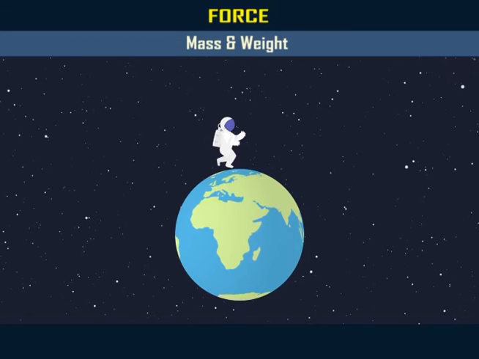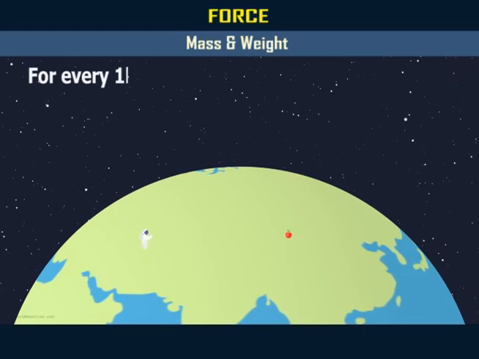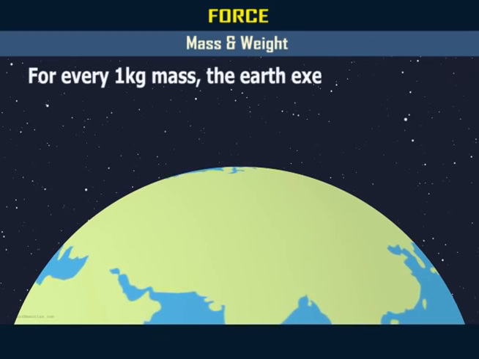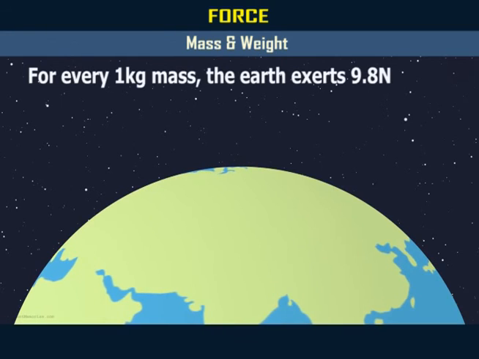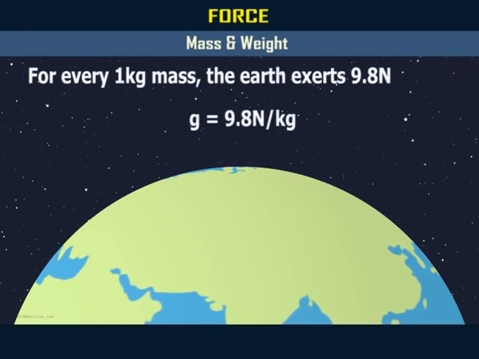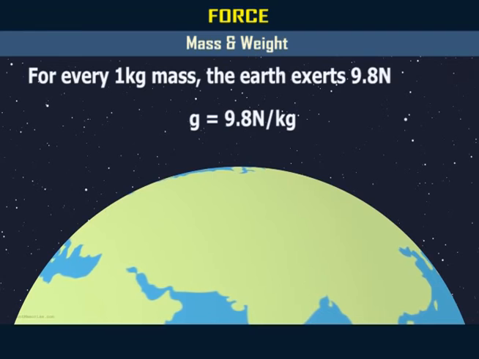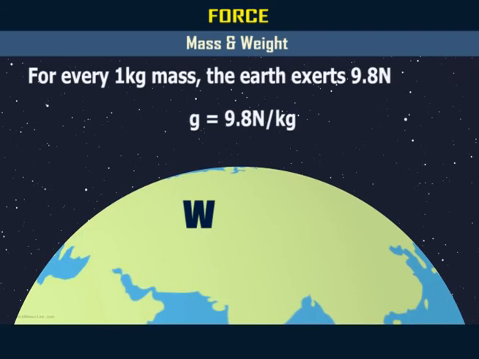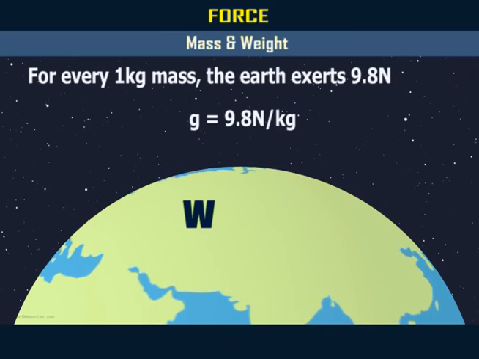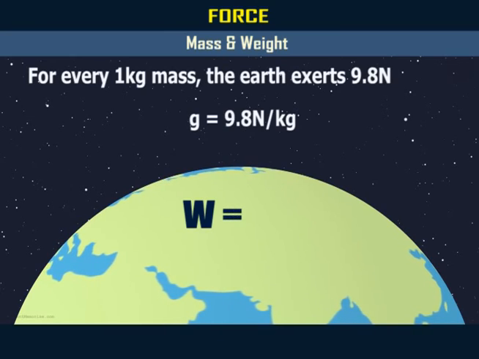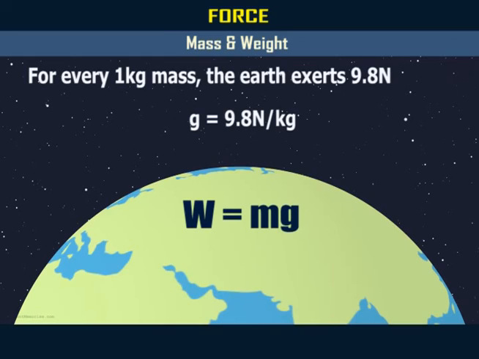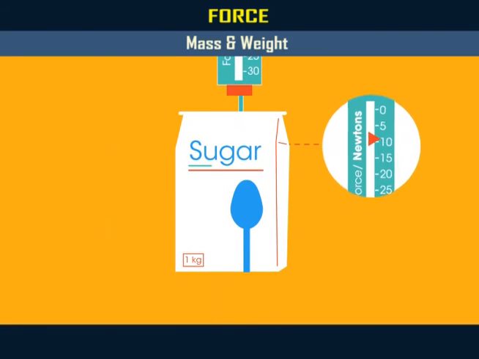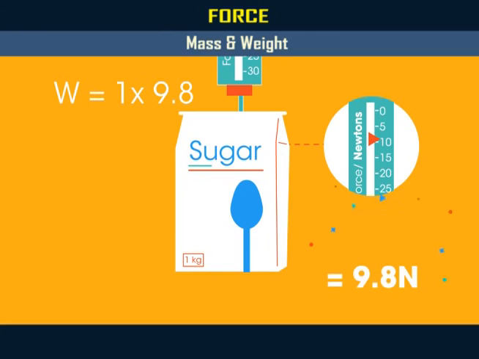It has been shown that for every 1 kilogram mass of an object, the earth exerts a gravitational pull or force of 9.8 newtons. This is written as g equals 9.8 newtons per kilogram. So to calculate the weight W of an object of mass m, we simply do weight is equal to m times g. And so if an object has a mass of 1 kilogram, it will have a weight of 9.8 newtons.